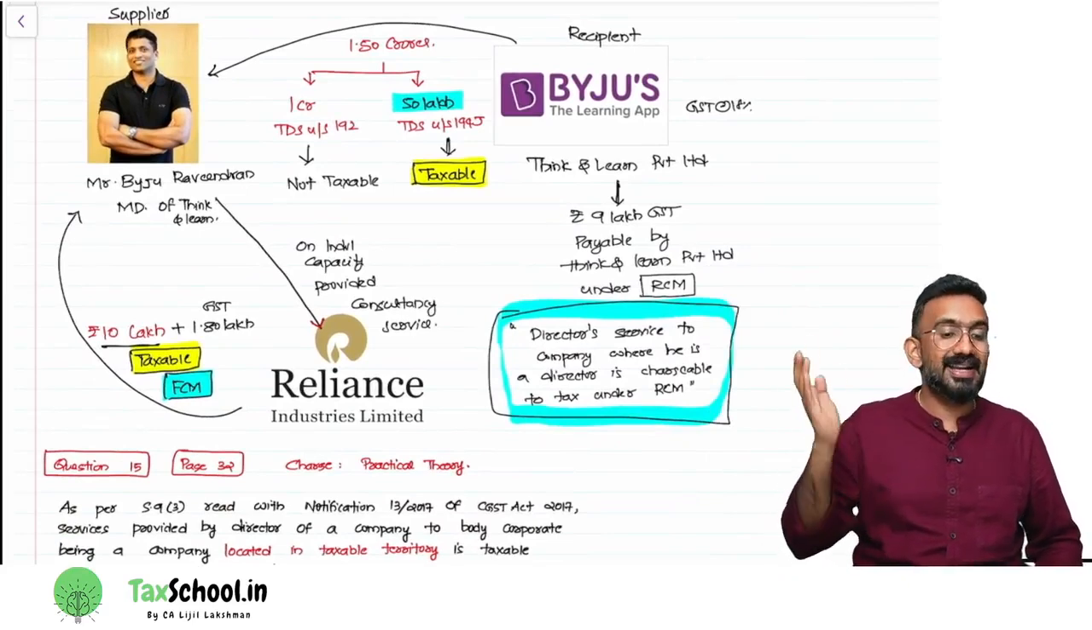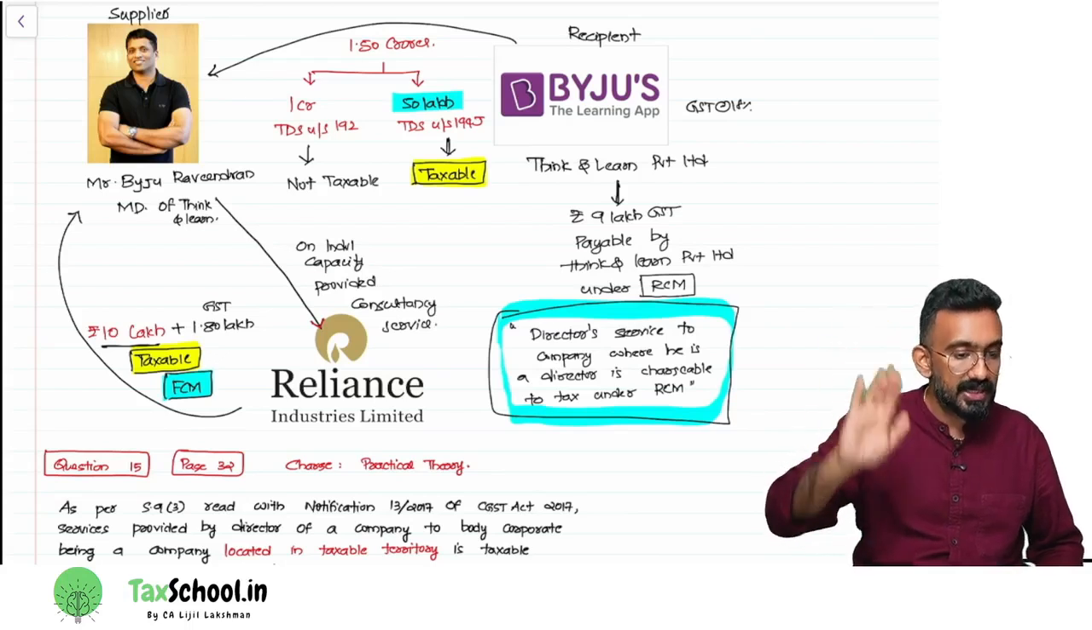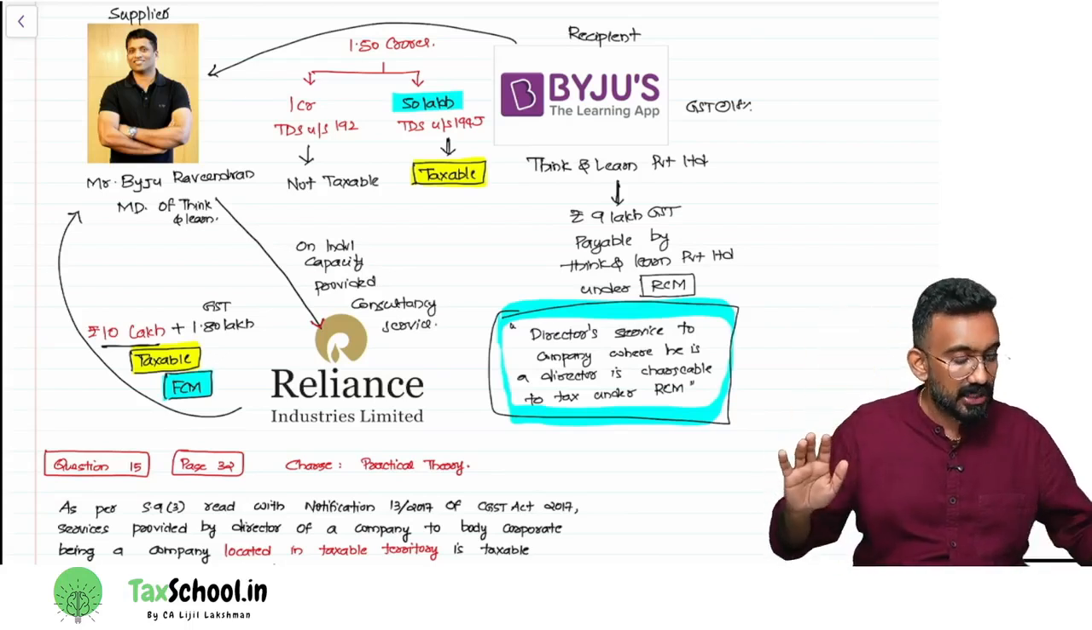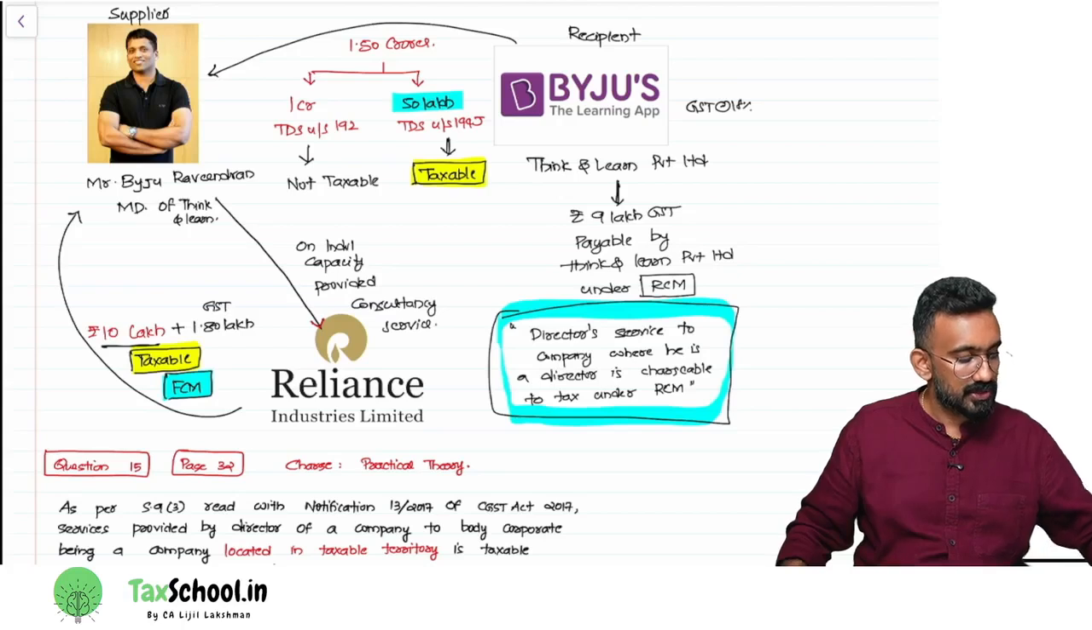What if Baiju is an independent director? He would not be receiving any salary. He would only receive fees and it will be fully taxable, will be taxed under RCM. The company would pay taxes. Are you guys understanding?